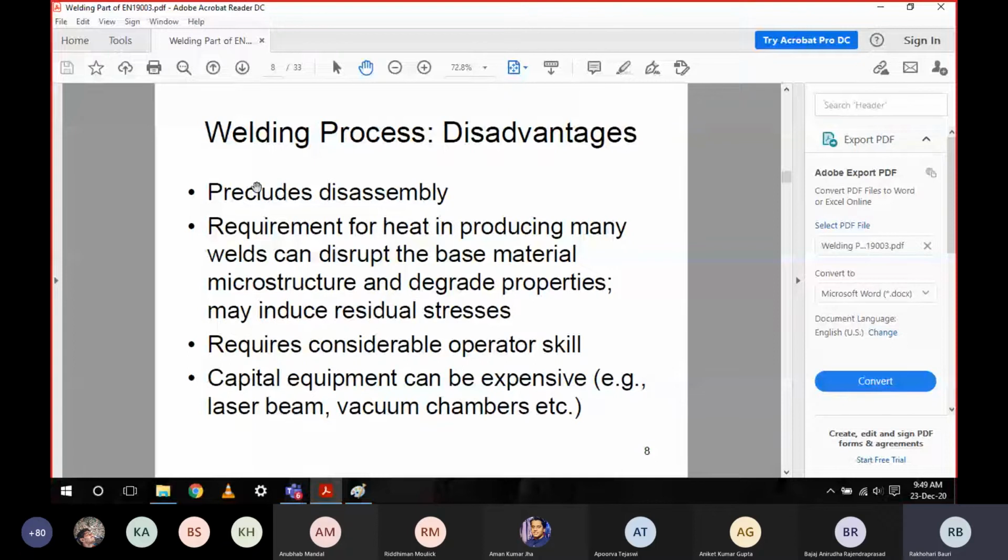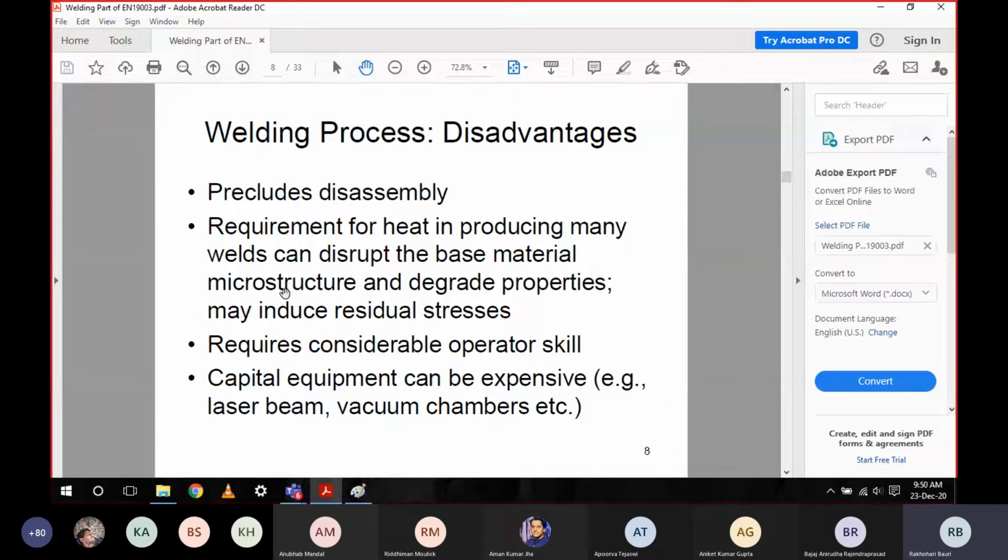Now here are the welding process disadvantages. First one, it precludes disassembly, which means disassembly is not possible, you are making a permanent joint. Second disadvantage, the requirement for heat in producing many welds can disrupt the base material microstructure, degrade properties, and may induce residual stresses. With the introduction of heat, you are changing the microstructure, meaning the metallurgical properties of the material or weld are changing.